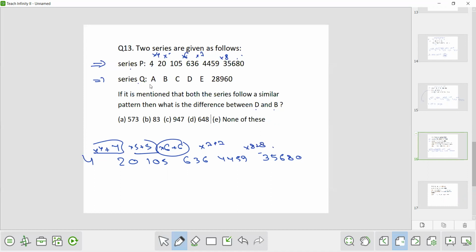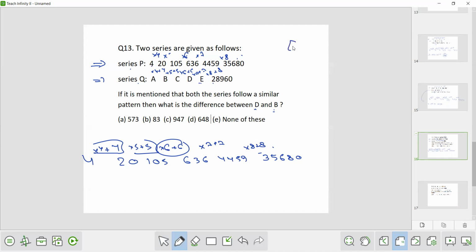Now the same rule will apply here in series Q. A to B into 4 plus 4, B to C into 5 plus 5, C to D into 6 plus 6, D to E into 7 plus 7. So E to 28,960 into 8 plus 8. Now we have to find the difference between D and B. So first we will have to calculate E, then D, then C, then B, and then we will find the difference.